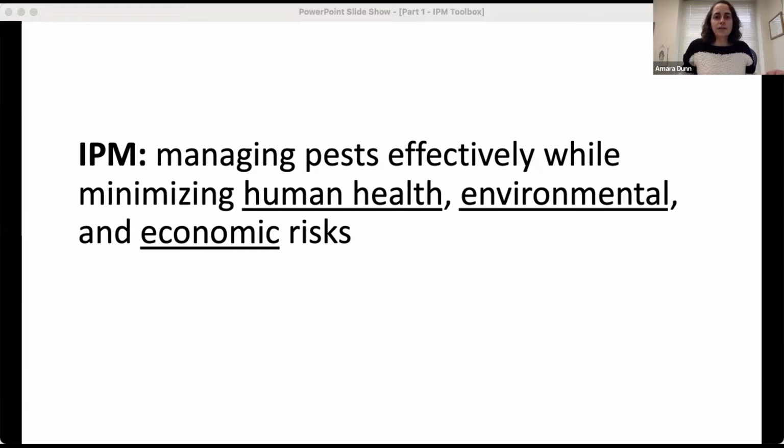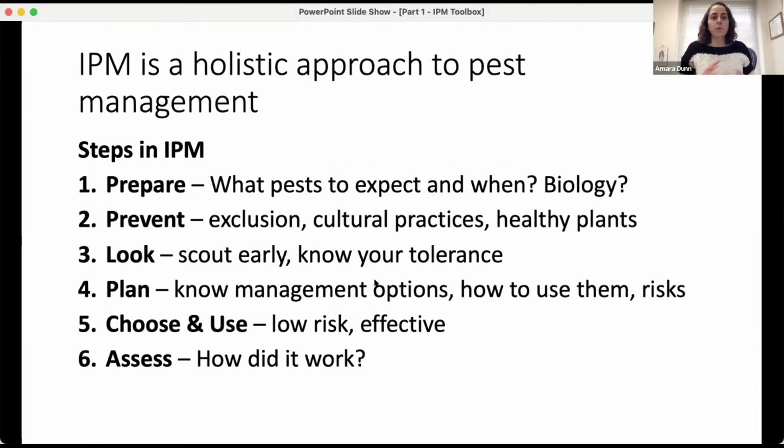So I always like to make sure that everyone is on the same page in terms of using the same definitions. It's really good if we're all talking about the same thing. So just really briefly, integrated pest management, or IPM, is all about managing pests effectively while minimizing risks. And those could be risks to human health, they could be risks to the environment, or they could be economic risks, right? Your losses to your bottom line, either because of pest damage or recognizing that managing pests has a cost. So IPM is also a holistic approach to pest management.